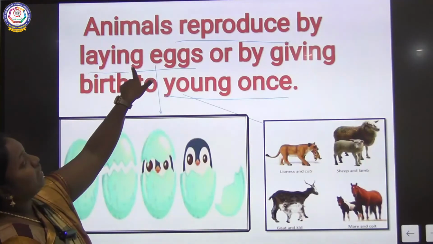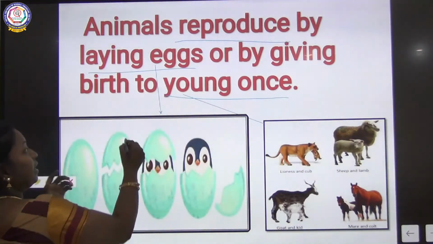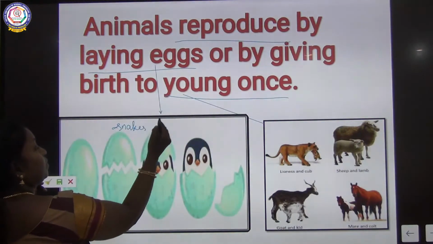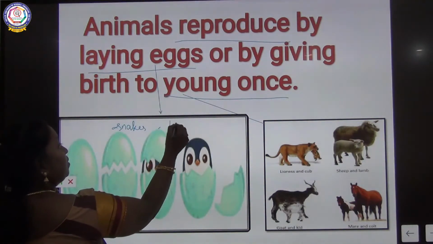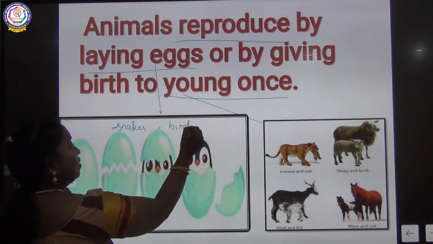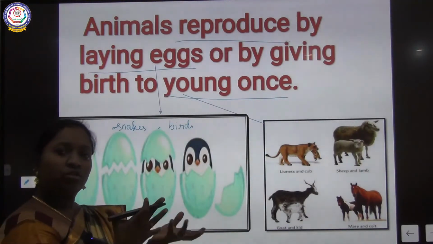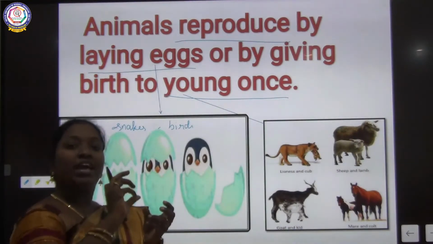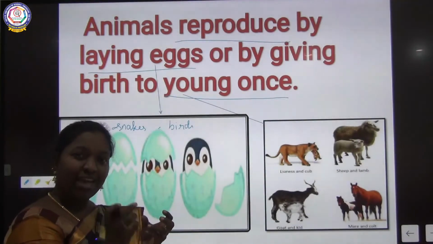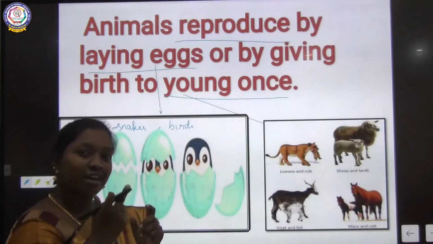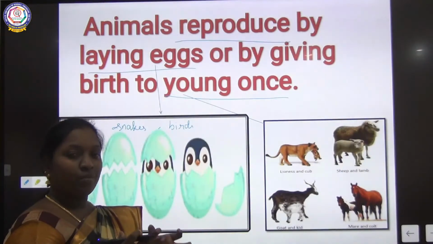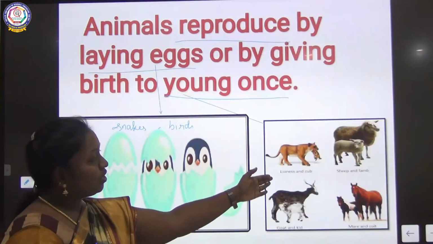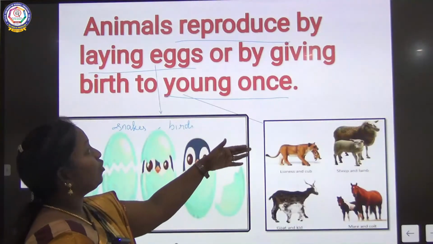I told you about laying eggs, no? Snakes and birds are some of the animals that can lay eggs. Through the egg, small young ones hatch out. So in this way, some animals reproduce their young ones by laying eggs. Some animals reproduce by giving birth.